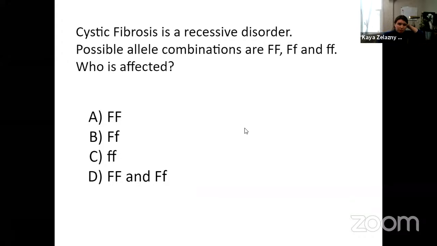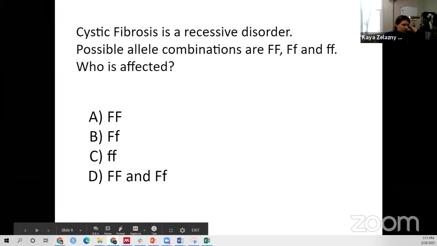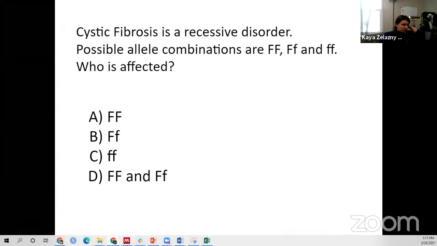So we're going to work through an example that is pretty simple. Cystic fibrosis is a disease that largely affects the lungs, but in general, epithelial tissue. It's a recessive disorder. So let's say our allele combinations for cystic fibrosis are capital F capital F, capital F lowercase f, and lowercase f lowercase f. So who would be affected in this situation with cystic fibrosis?